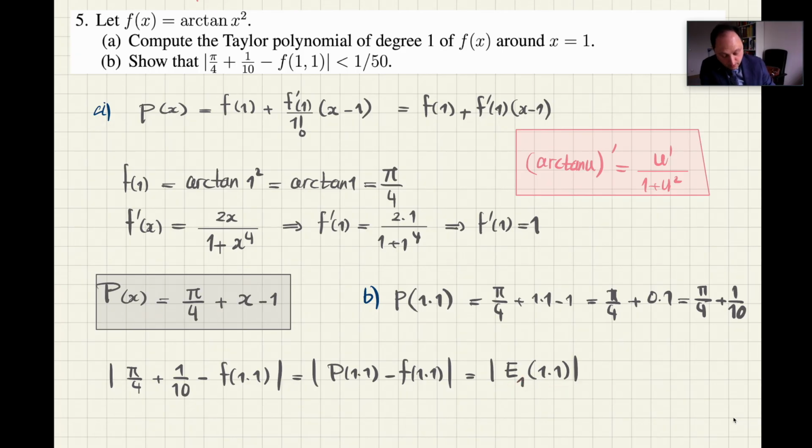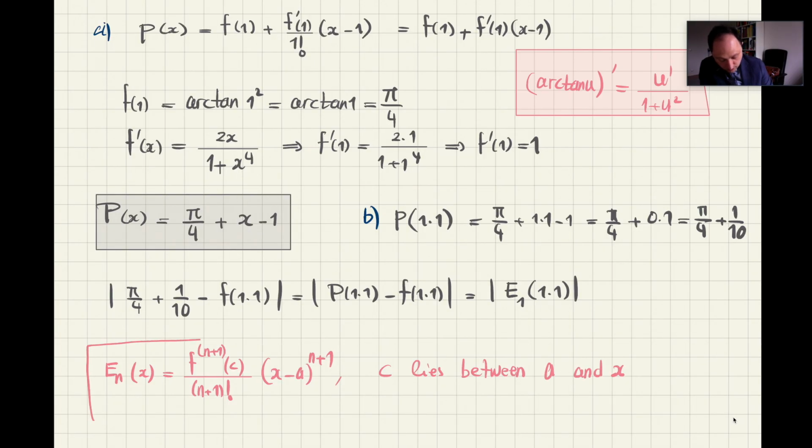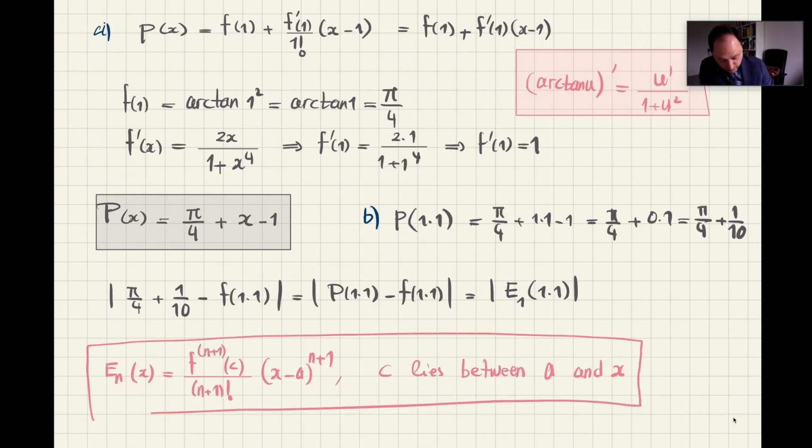So why have I written that here? Because this is the first order, so the error is also related to the first order. But then you need to remember the general formula, En of x, so let me write it with a different color. This you need to remember, the Lagrange remainder: En of x is equal to f to the n plus 1 of c divided by n plus 1 factorial, multiplied by x minus a to the power of n plus 1. C lies between a and x. This is something that you need to remind yourself from that lesson.